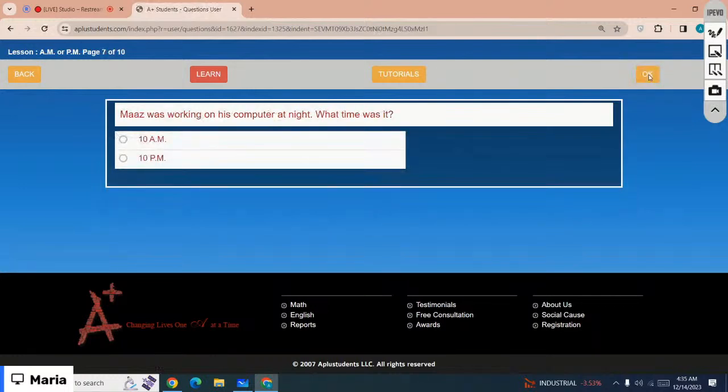Okay, Mars was working on his computer at night. What time was it? Which is the correct option? Yes, that is working at night. So that is 10 p.m., right?